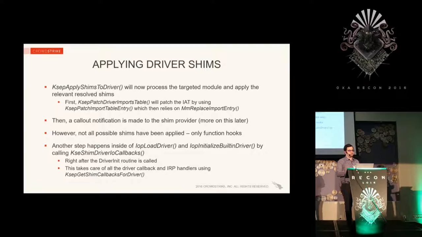This will now call ksep get shim callbacks for driver, and it's going to hook your driver callbacks: driver init, driver unload, start IO, add device, and then it's going to hook all your IRP handlers based on whatever my shim describes. So two stages here. First stage, hook the imports as soon as the driver loads. Second stage, hook the callbacks and the IRPs as soon as the driver is initialized. And then the shim is fully active.